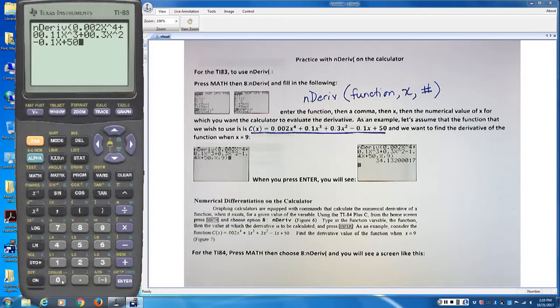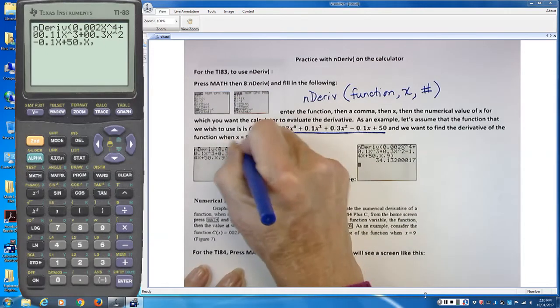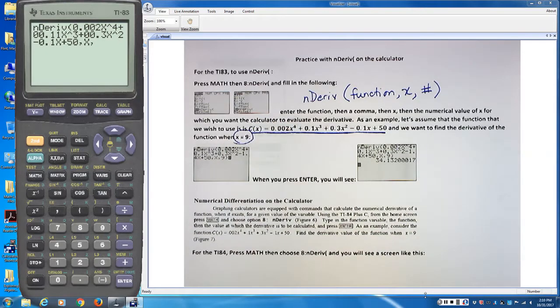And then at this point you put a comma and you enter the x because that's what you're taking the derivative with respect to. And then you put another comma, and then the last thing that you put in is the value you want to evaluate at, which in our case is going to be 9. And then close your parentheses and hit enter.